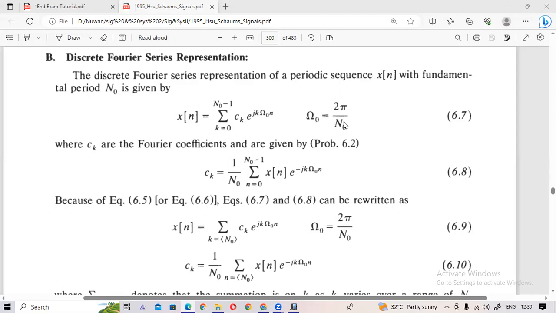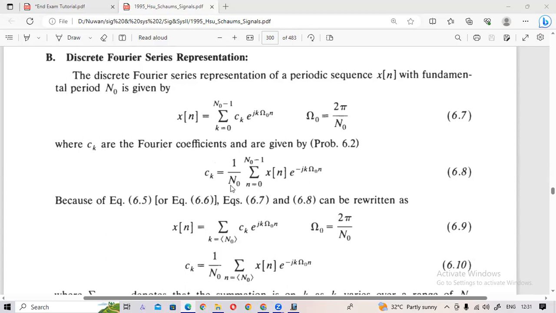You have to find this collection from 0 to N₀ minus 1. If you go beyond that, the values are the same; we have checked this. So it is enough to find 0 to N₀ minus 1. And c_k is the weightage, which we call the Fourier coefficients. That is given as 1 over N₀ times x[n] times e^(-jkω₀n), also summed from 0 to N₀ minus 1.